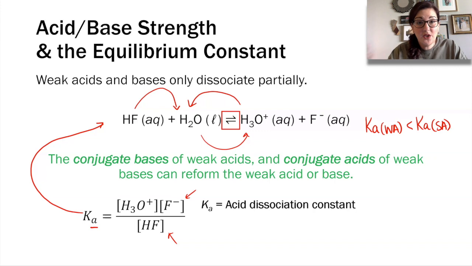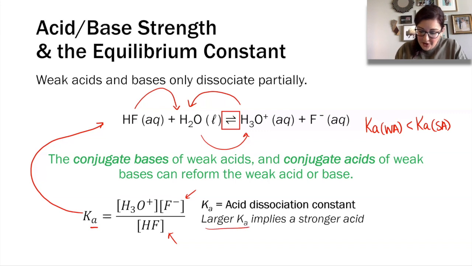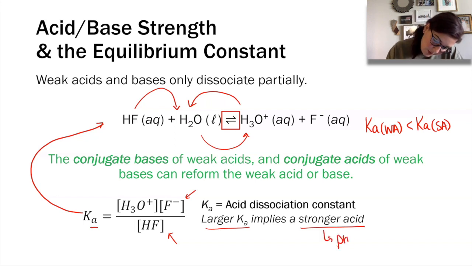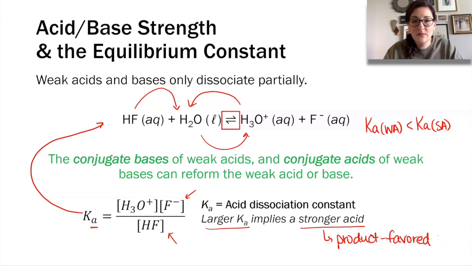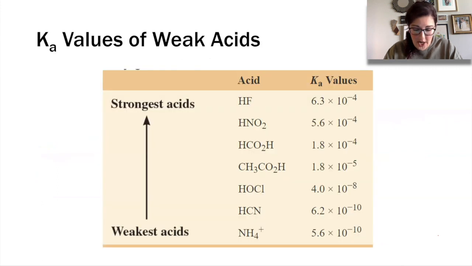So we can use that Ka as an indicator of acid strength. The larger the value of Ka is, the stronger the acid, because the stronger the acid means it's more product favored, meaning there's more H3O plus in our solution. Here's a list of these, and you don't need to memorize these, but we can take a look here.